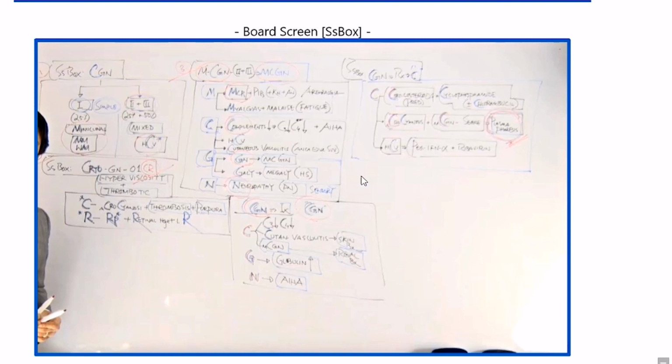Next is the treatment of CGN. Once again, the rule of C: C for corticosteroid, the prednisolone, and C for cyclophosphamide, with or without chlorambucil. And once again, C for cryo, plus MCGN, if severe, basically needs plasmapheresis. And hepatitis C virus, the underlying etiology, should be treated with PEG interferon and also ribavirin. So that's all about the boxes that we learned from the video lectures, my dear.